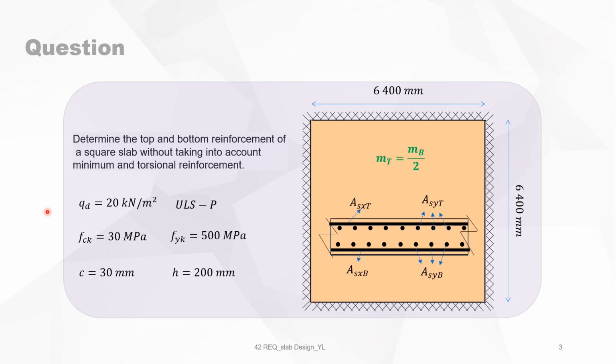The slab is loaded with 20 kN per square meter, the design value in ULS persistent. Concrete quality is 30 megapascal, steel quality 500 megapascal. The concrete cover is 30 millimeters. The depth of the slab is 200 millimeters. The size of the square slab is 6.4 meters. And the top bending moment is equal to half the bottom bending moment. With top bending moment, we mean the negative bending moments, and the bottom is the positive bending moments.